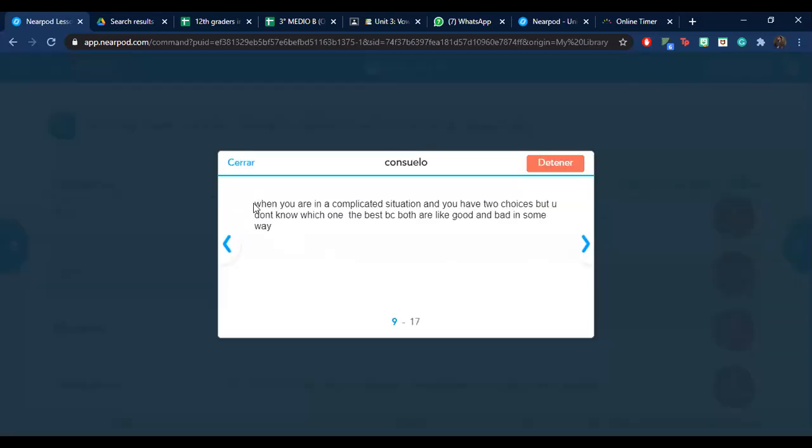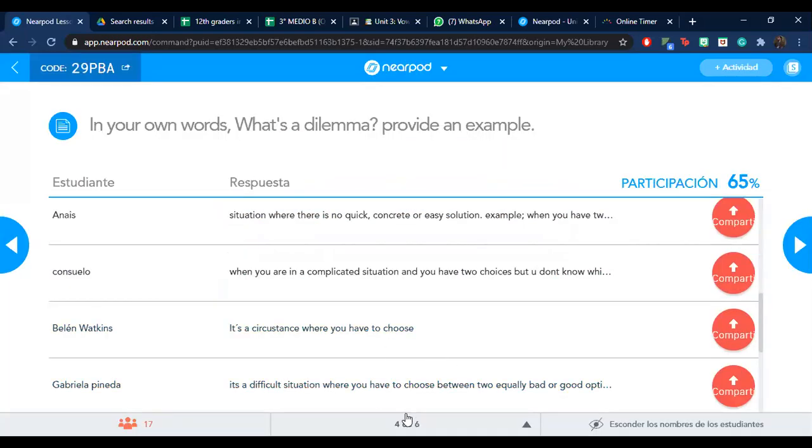Konsu mentions, when you are in a complicated situation and you have two choices, but you don't know which one is the best, because both are like good, bad in some way. Yes, both of them are controversial and they will put you into test. So I agree, it's not an easy choice, not at all. And we are faced with dilemmas daily, okay, at least twice in a week or at least more.